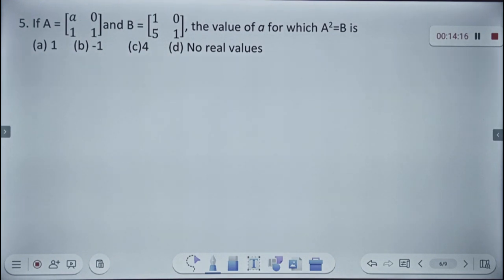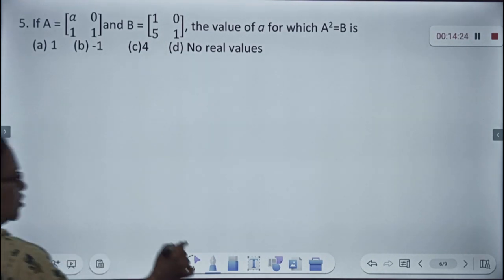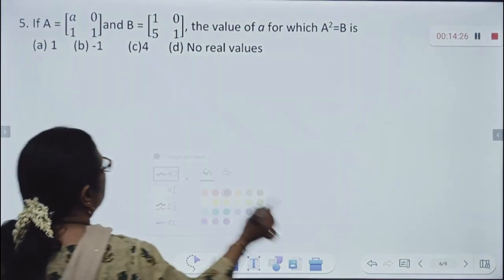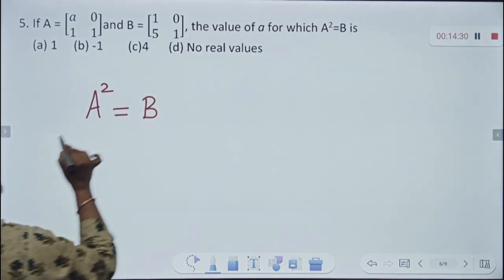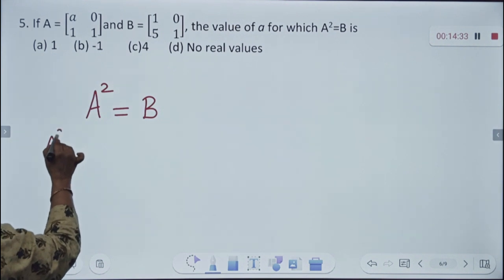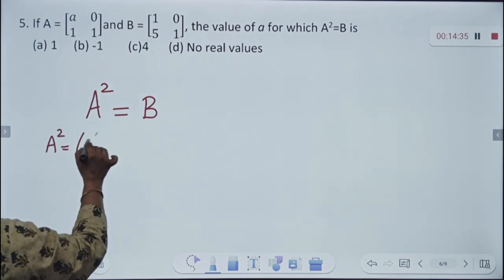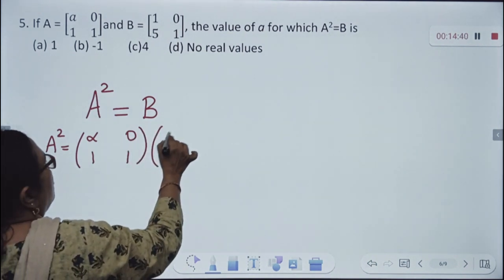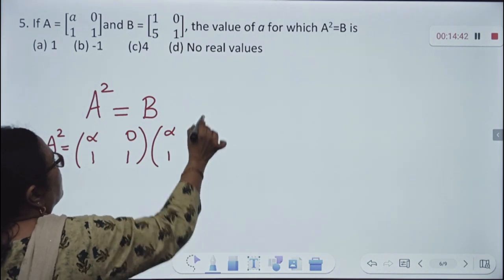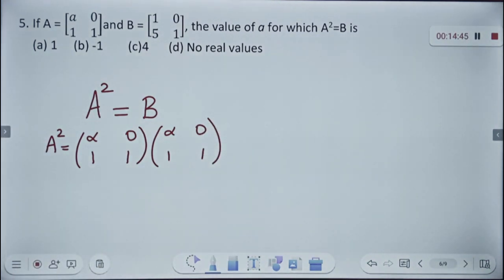Now you are given a matrix A and another matrix B. You are asked to find alpha for which A square equal to B. So what are you given? A square equal to B. Now what is A square? A square equal to alpha 0, 1, 1 into alpha 0, 1, 1. Why? Because the matrix A is alpha 0, 1, 1. This is A square.